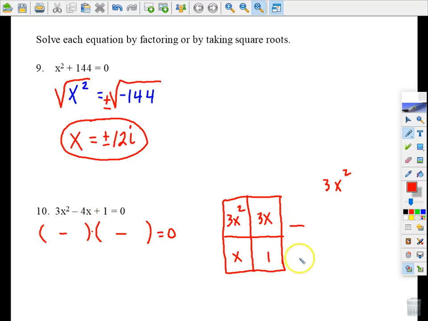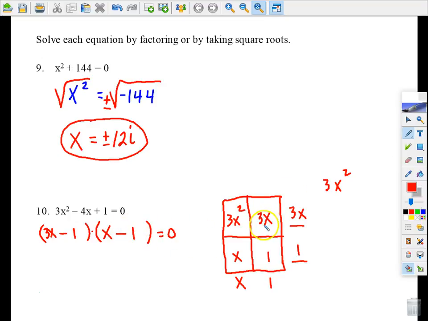Now find your 4 GCFs. Find the GCF of the top row, that would be 3x. This bottom row, that would be 1. This column would be x. This column would also be 1. And that shows you what your factoring is. 3x minus 1, x minus 1.